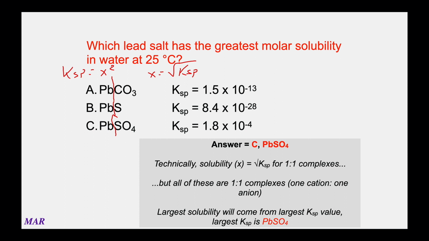PbSO4 has the biggest solubility. Largest Ksp means most product favored. Most product favored means most ions in solution, and that's what solubility is all about. If you have more ions in solution, you'll have the greater solubility. We would expect PbSO4 to precipitate last if you're adding equal amounts of the other ones, etc., etc.